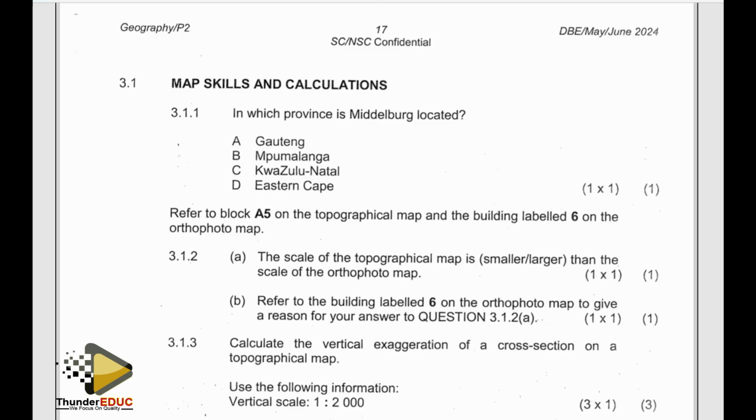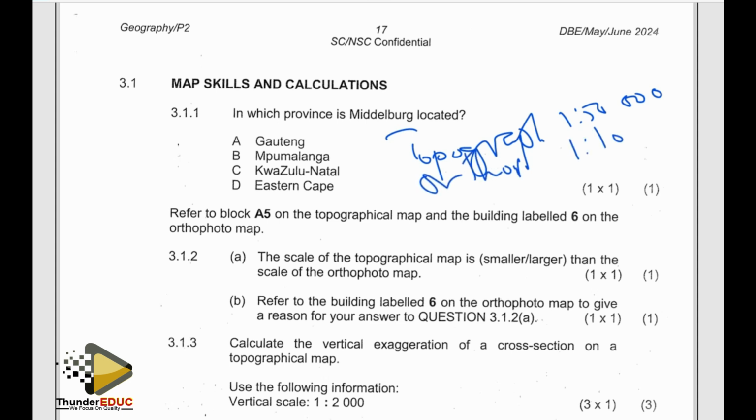The scale of the topographical map is smaller or larger than the scale of the orthophoto map. Right, I understand you know the two scales for the two maps. Our topographic map, the scale is 1:50,000. For the orthophoto, the scale is 1:10,000. So the question is saying which one is the bigger scale or which one is the smaller scale. Let me explain the difference between a big scale and a small scale map. If you are comparing these two, 1:50,000 is a small scale map. It covers a wide area but gives limited details.